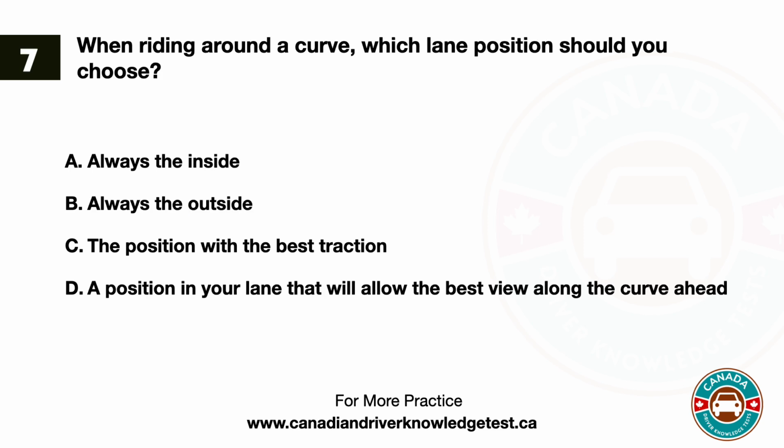Question 7. When riding around a curve, which lane position should you choose? A. Always the inside. B. Always the outside. C. The position with the best traction. D. A position in your lane that will allow the best view along the curve ahead. The answer is D. A position in your lane that will allow the best view along the curve ahead.